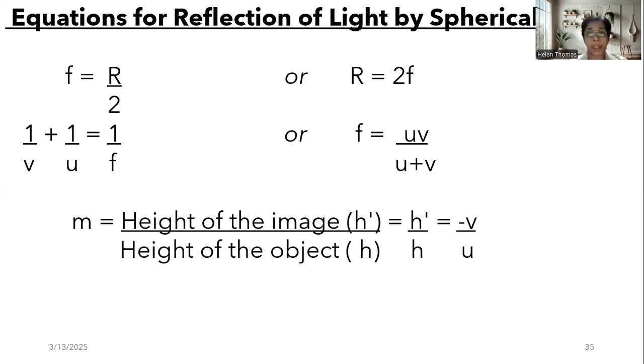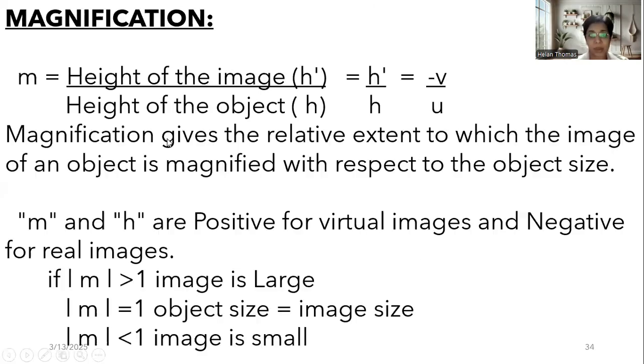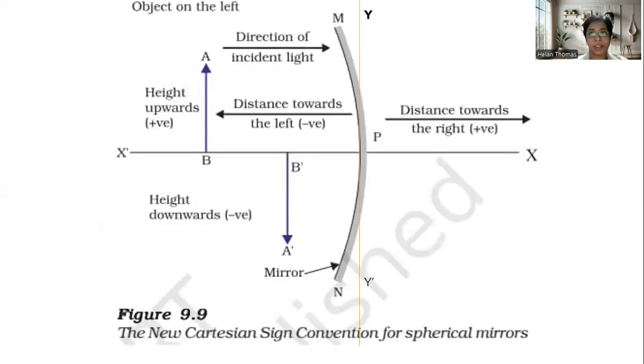topic, that is light reflection by spherical mirrors, the equations that we will be using are: f is equal to radius of curvature divided by 2; the mirror formula, 1 by v plus 1 by u is equal to 1 by f; and magnification, that is the height of the image by height of the object, or minus v by u, which is image distance by object distance. We'll also have to focus on the Cartesian sign convention, which we have already discussed. Hope you remember this graph.